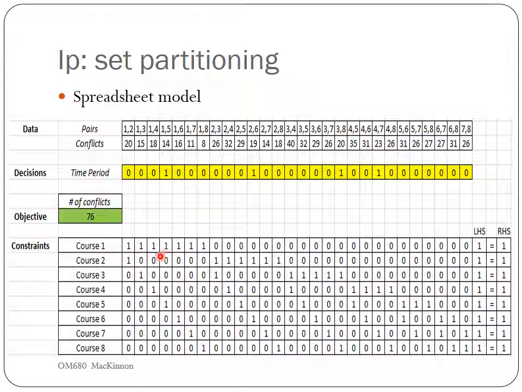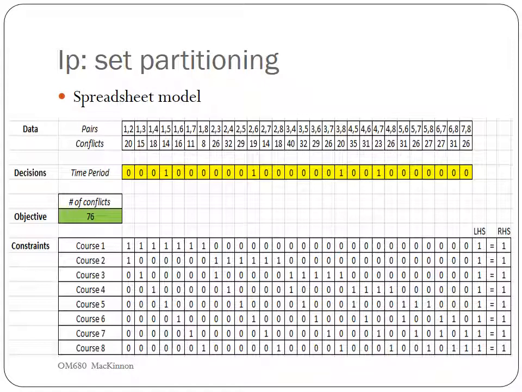For course 2, anything that has a 2 gets a 1 in it. Any of these pairs. Okay. Once you get the pattern for doing this, it actually becomes quite easy. For course 4 down here, any of those pairs that has a 4 in it gets a 1 in the constraint field.